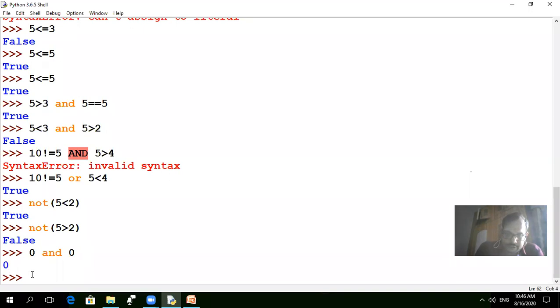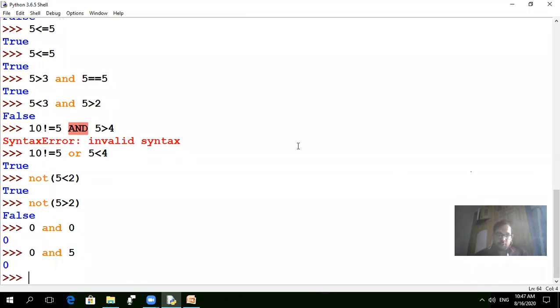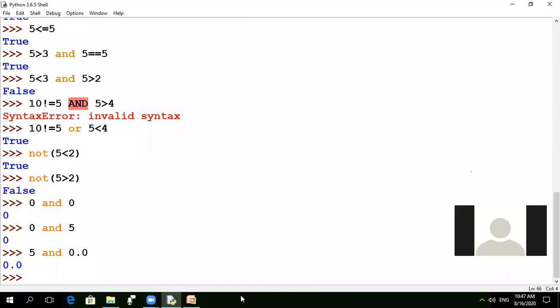Suppose that I am writing 0 and 5. What will the answer be? 0, because 0 means false. If I am writing 5 and 0, what is the answer? 5. Very good. 5, right?